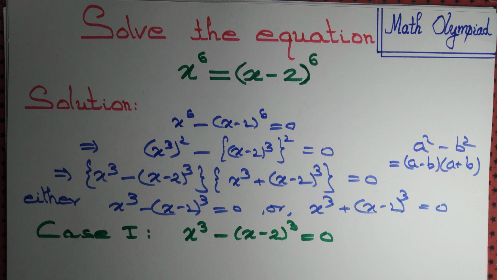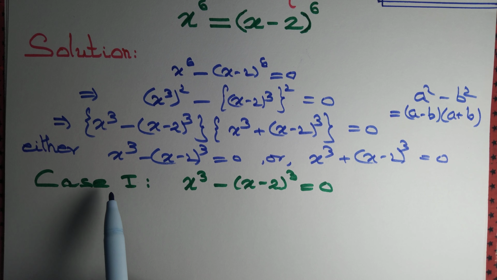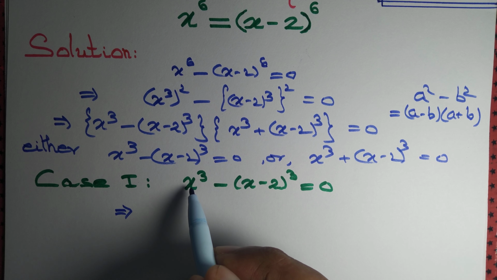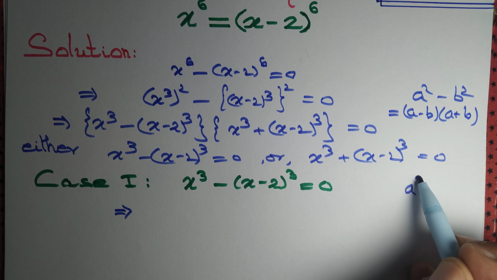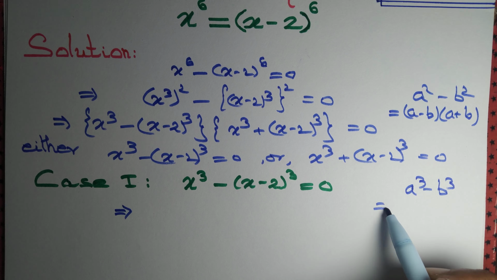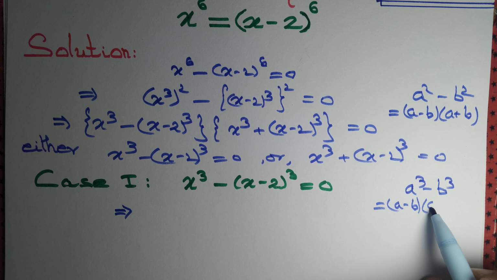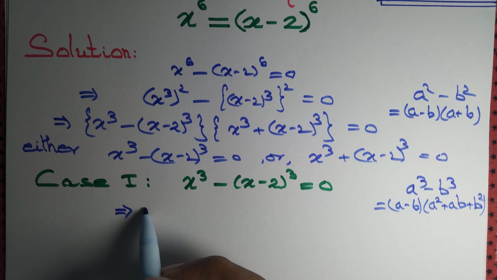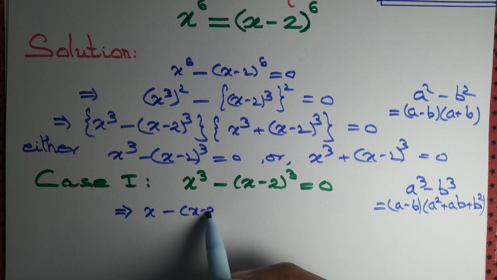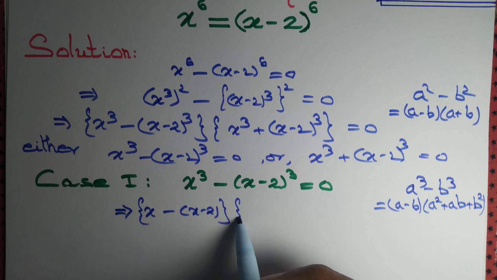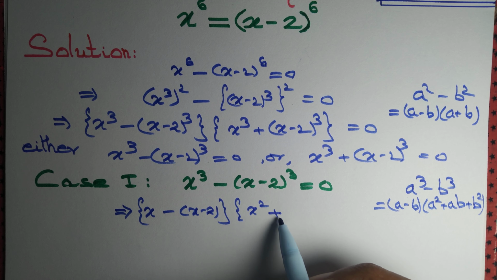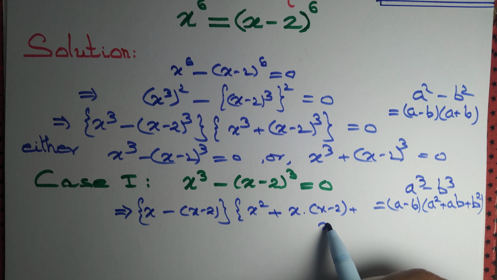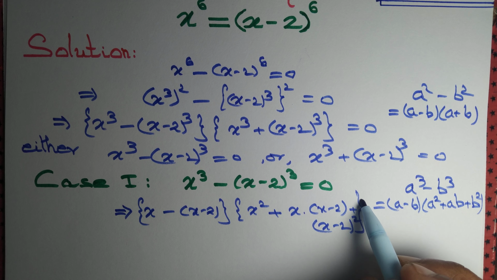So case 1, we assume that x cube minus (x minus 2) cube equal to 0. But this is again an expression of the type a cube minus b cube, that can be factorized into (a minus b) whole thing into (a square plus ab plus b square). Let's do it. A minus b, so x minus (x minus 2), into x square, a square, plus ab, x into (x minus 2), plus b square, so (x minus 2) whole square, equal to 0.